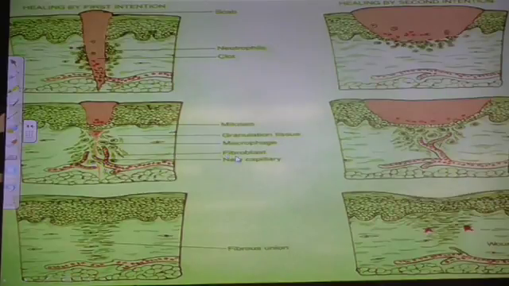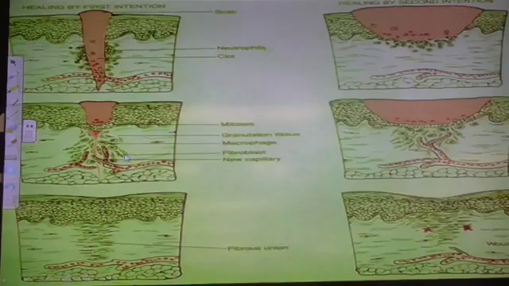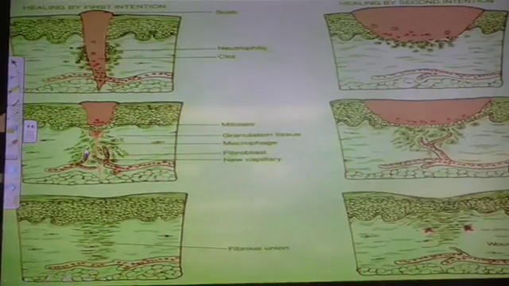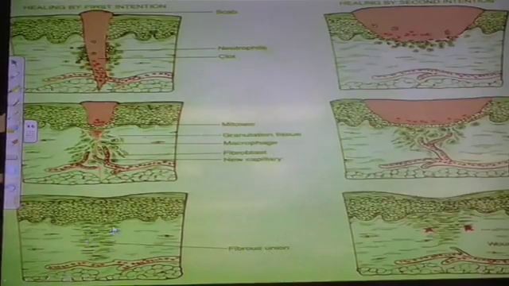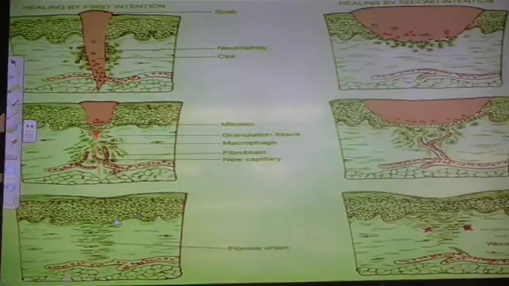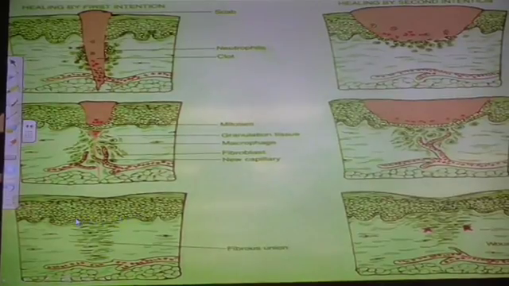So fibroblasts are going, and then they're going to lay down fibrous connective tissue. This is granulation tissue. You have the new blood vessels forming here too, with the new capillaries. And then later on in the process, you get this fibrous union, all fibroblasts. This is the scar. Look, the epidermis is largely intact.